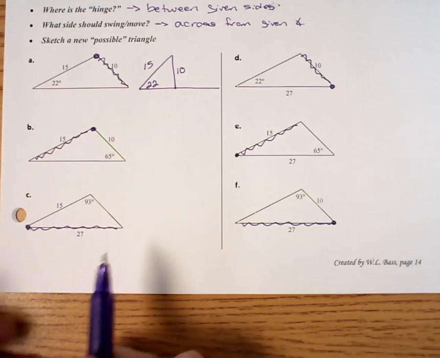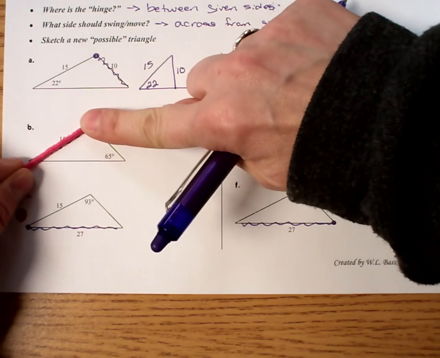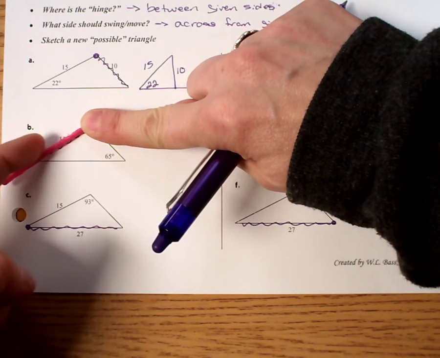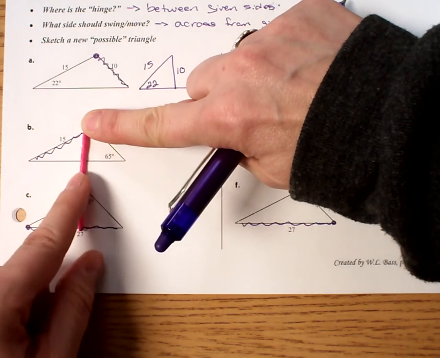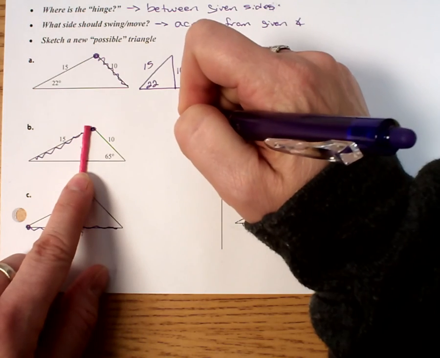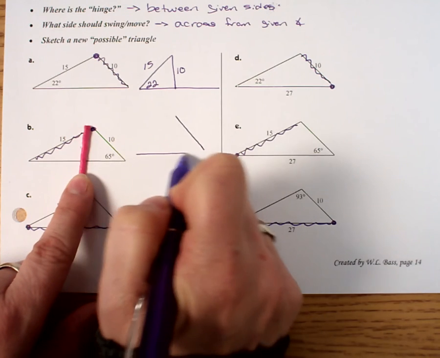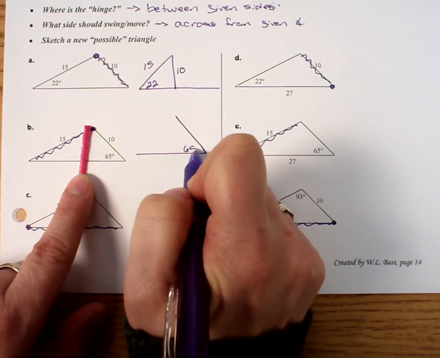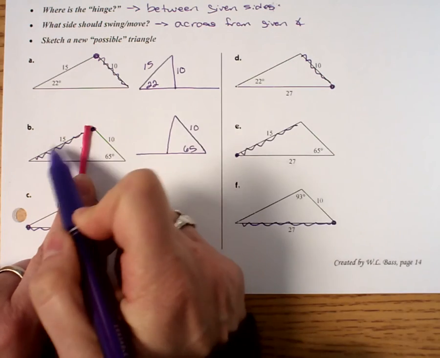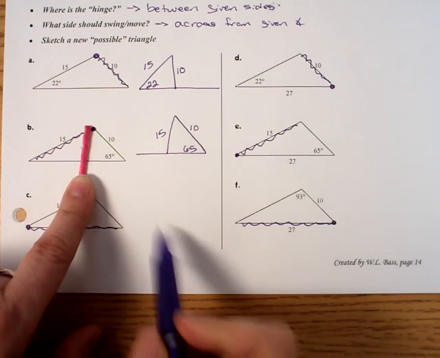So let's try another one. I'm going to put my wiki stick on the side that's supposed to move. I'm going to put my finger on the part that's supposed to be the hinge so I don't accidentally move in the wrong way. And I'm going to move this to the inside here. When I redraw this, I know I need to maintain the 10 and the 65, so I'm going to extend that long. Then I drop the wiki stick straight down, knowing that it's supposed to be this 15. Okay? So let's keep going.